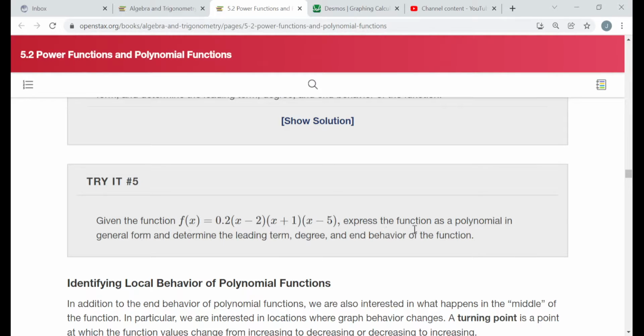So we're asked to express the function as a polynomial in general form. Remember that general form was, you write the polynomial as a sum of power functions with whole number powers, with the highest powered term first, and then in decreasing order, and determine the leading term, degree, and then the end behavior, right? If you know what the leading term is and the leading coefficient and the degree is, you can state the end behavior. All right, so I'm going to write this function out.